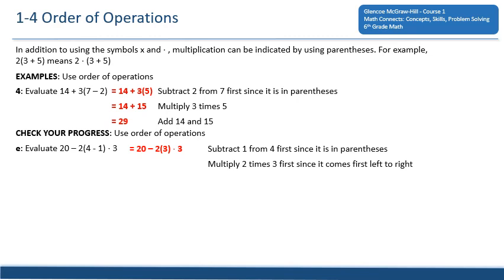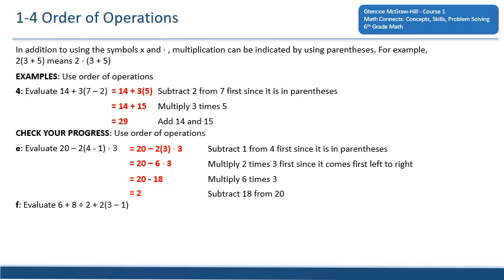Multiply 2 times 3 first, since it comes first left to right. And that has nothing to do with the fact that there's parentheses around 3. In PEMDAS, when we're talking about evaluate parentheses first, it's what's inside them. That 2(3) is just a normal multiplication operation. So 20 minus 6 times 3. And then we're going to multiply 6 times 3. So 20 minus 18. And we subtract and get 2.